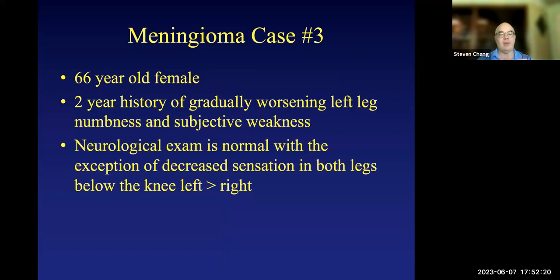Okay, case number 3, 66-year-old female. So she comes to clinic saying she's got a 2-year history of worsening numbness. This says left leg, but it's actually both legs below the knee. The numbness is getting progressively worse in the feet, but the left side is maybe a little bit worse than the right.